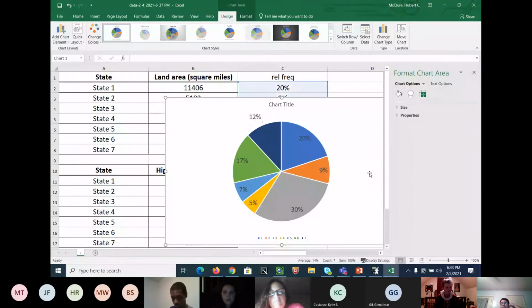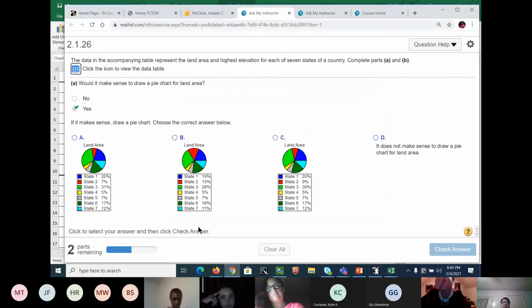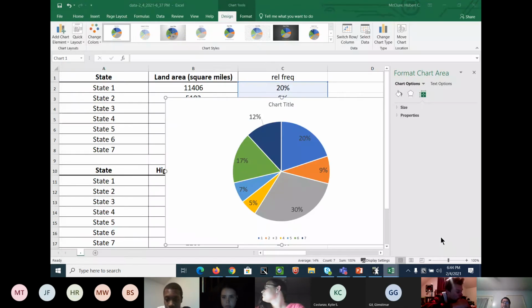Okay, so what are we looking for? You're looking for a very diverse circle graph. You've got three big areas: 30%, 20%, and 17%. Let's go back to the homework question and look for those three areas. All three of them have them, so you're going to have to match up the percentages. Let me pull the percentages back up.